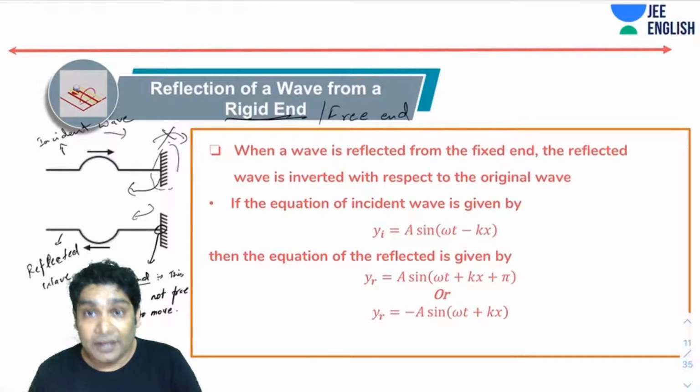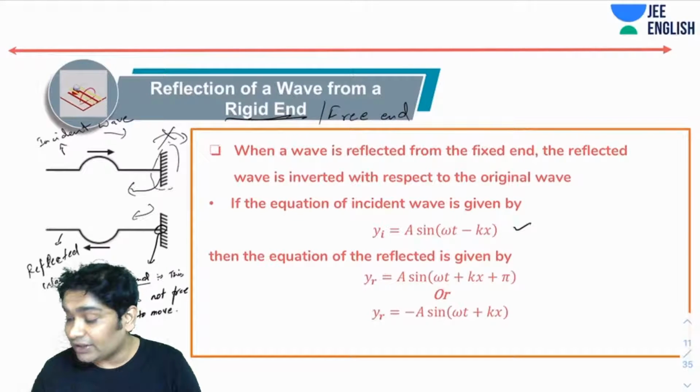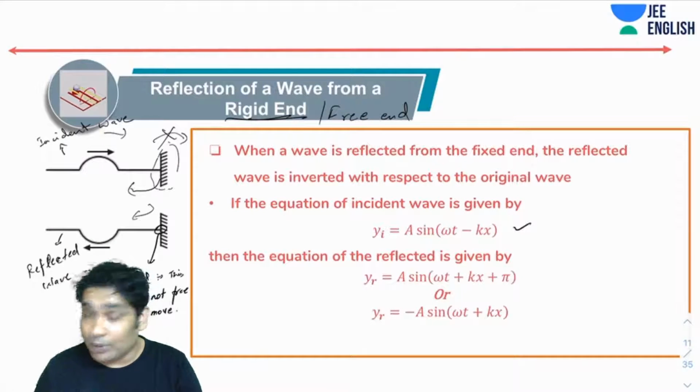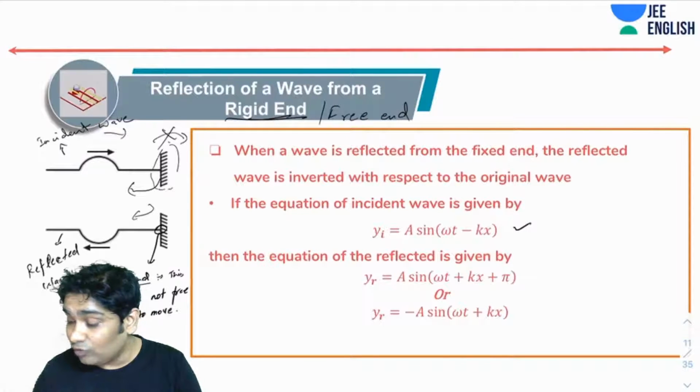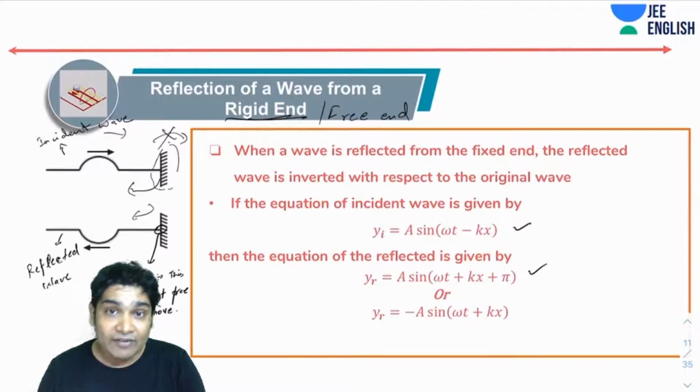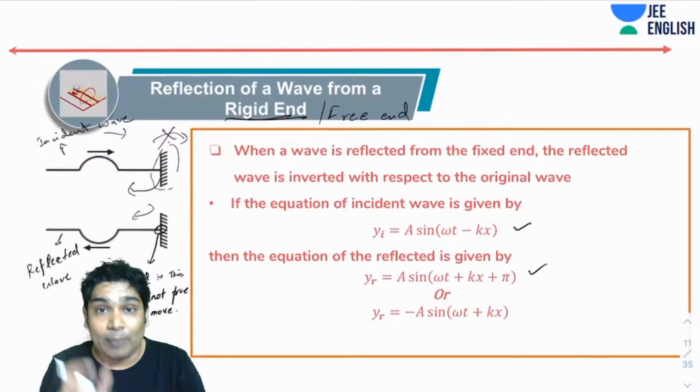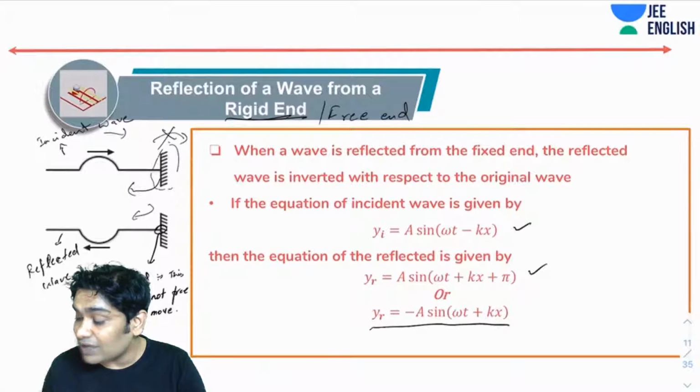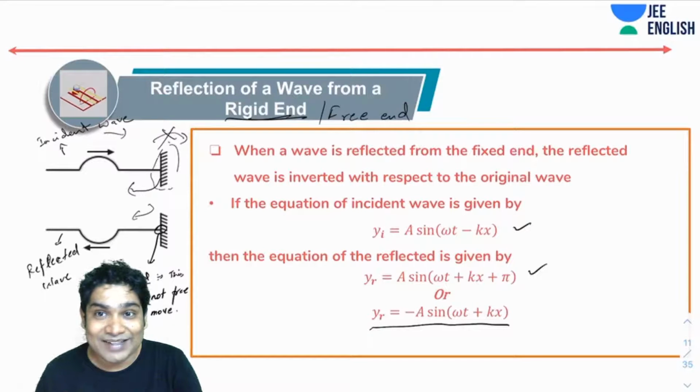So if the equation of the incident wave was like this, then you will see that the equation of the reflected wave from a rigid end would look like this. The reflected wave always has a phase difference of pi with respect to the incident wave, so the equation of the reflected wave becomes like this. I hope you guys remember this.